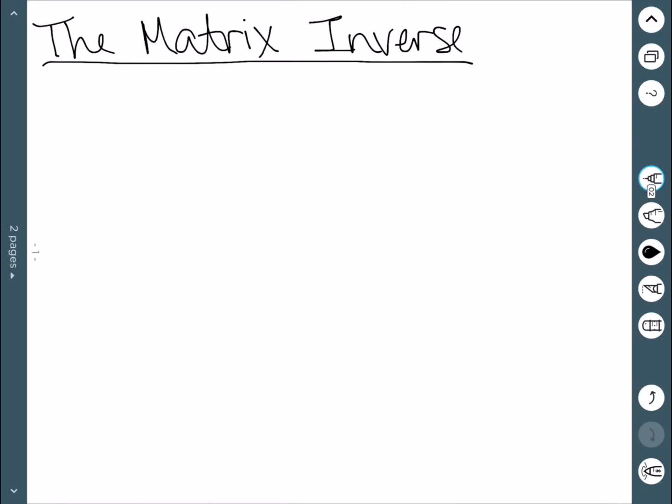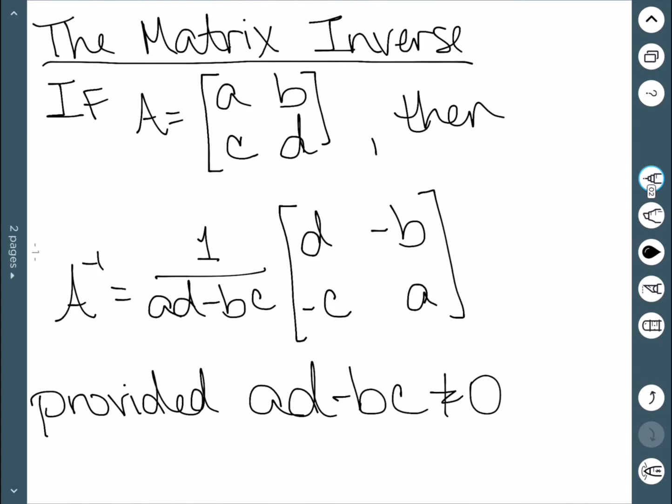We'll now actually define the matrix inverse and how to find it. And we'll start with this simple case, the 2 by 2. If we have a 2 by 2 matrix A that's given by a, b, c, d, then the inverse is 1 over ad minus bc times the matrix d, minus b, minus c, a, provided that ad minus bc is not equal to 0. If it is equal to 0, then we have a singular matrix.